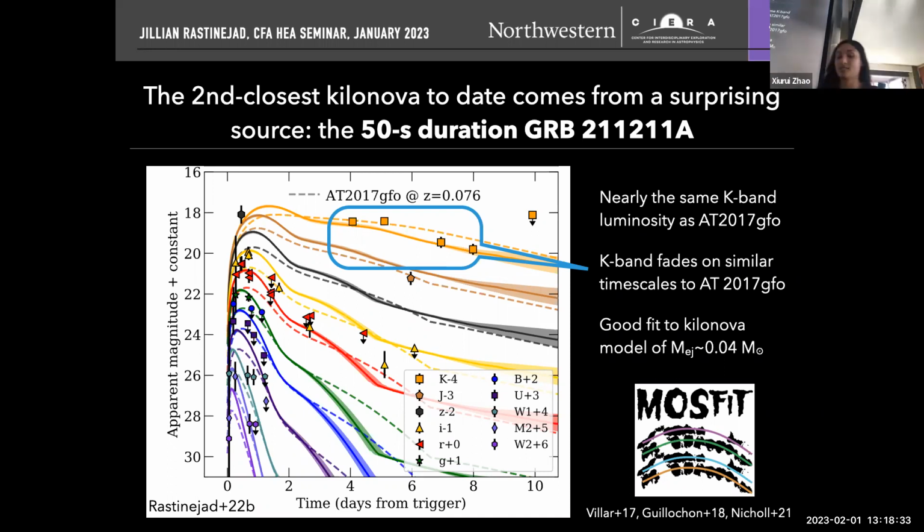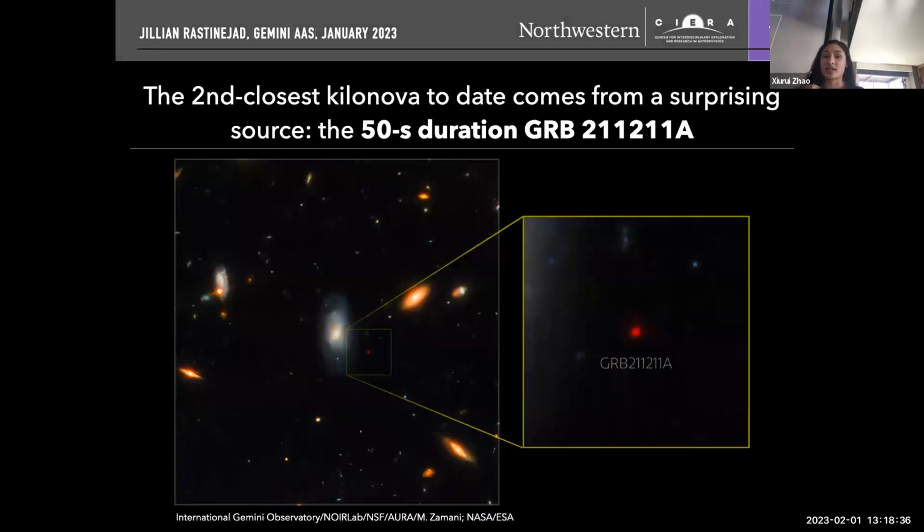Okay, so I'll leave it on this pretty press image. This allowed us to conclude, along with vetting several other hypotheses, that this was the second closest kilonova to date following 170817, and it comes from a very surprising source, a 50-second duration gamma ray burst, 211211A.